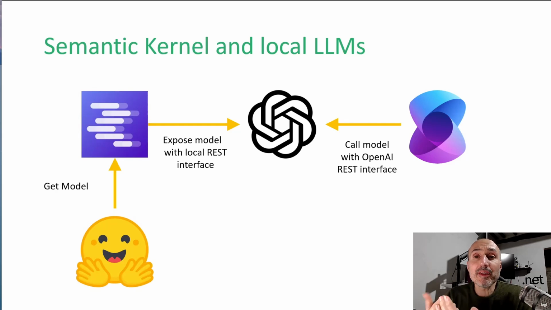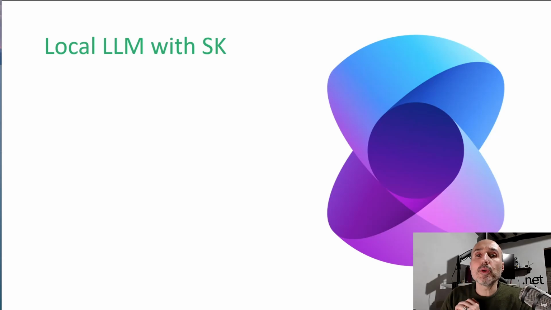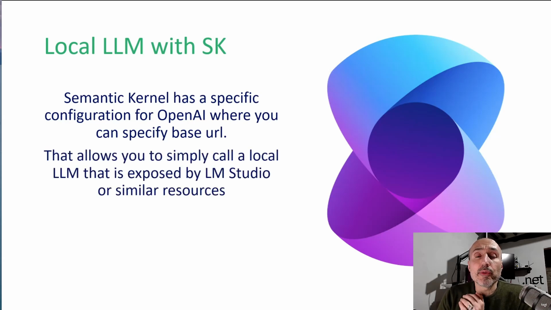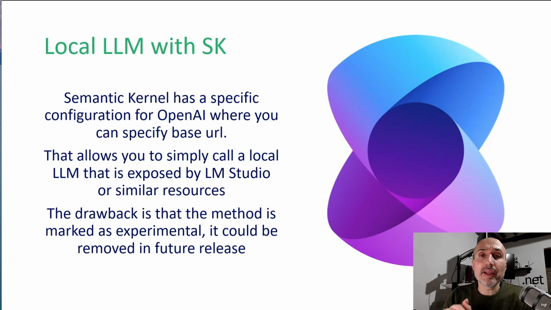So with Semantic Kernel, I can simply call my local large language model, letting Semantic Kernel believe that it is actually calling OpenAI. Semantic Kernel has a specific configuration that allows you to specify a different base URL to access your local large language model. This allows you to simply change the configuration and be able to call your local large language model. The only drawback is that this method is currently marked as experimental, so it could be removed in a future release, but it's very simple to use, and I'll show you immediately how you can do the interaction between Semantic Kernel and your local large language model.